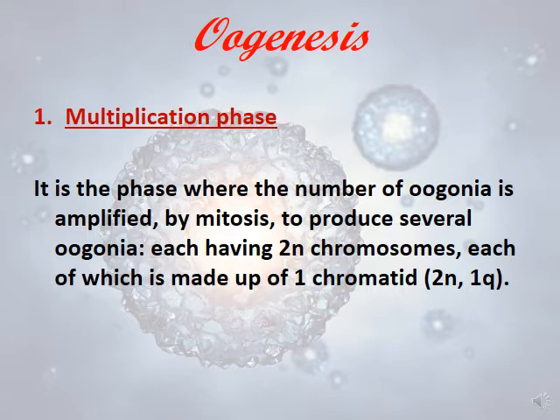Let's start with the stages of oogenesis. The first stage is called the multiplication phase. What happens during this phase? During the multiplication phase, the number of oogonia is amplified, increasing highly in number by the process of mitosis to produce several oogonia. Each of these oogonia will have 2N chromosomes, each made up of one chromatid, so 2N, 1Q.